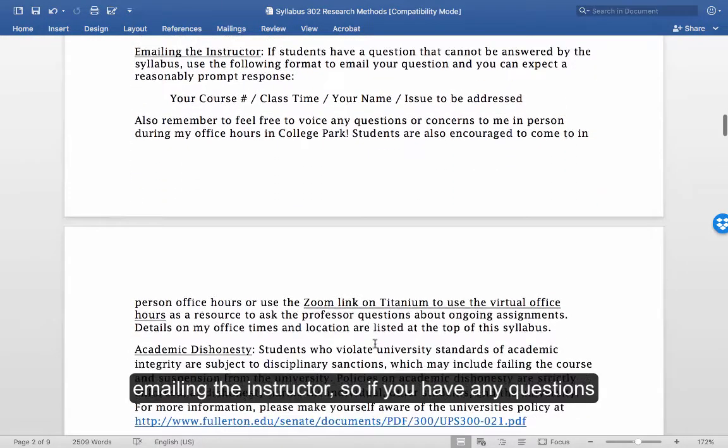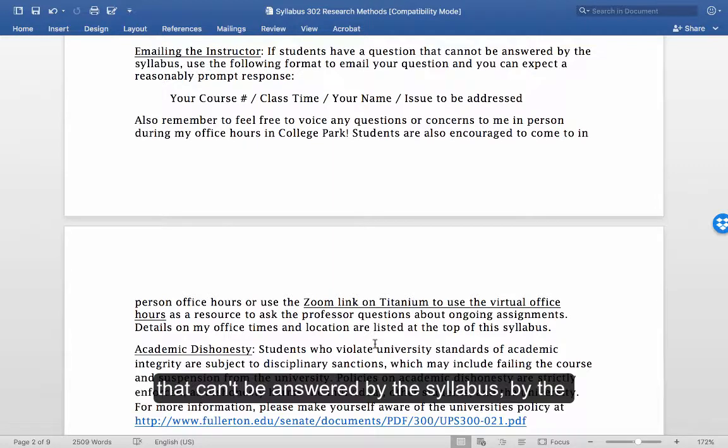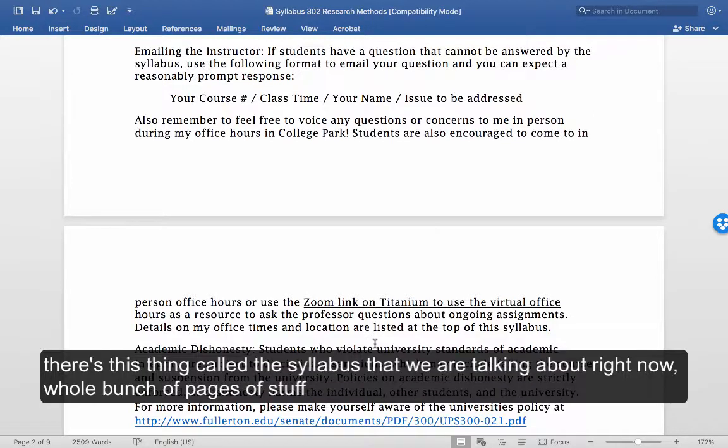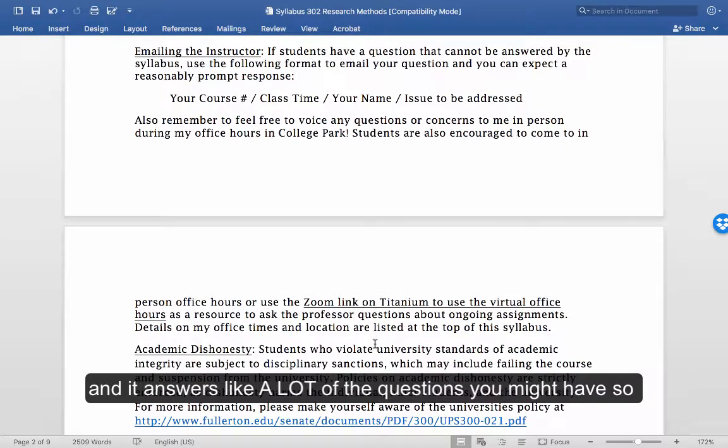All right, emailing the instructor. Okay, so if you have any question that can't be answered by the syllabus, it's this thing I like to emphasize. There's this thing called the syllabus that we're talking about right now, whole bunch of pages of stuff. And it answers like a lot of the questions you might have.